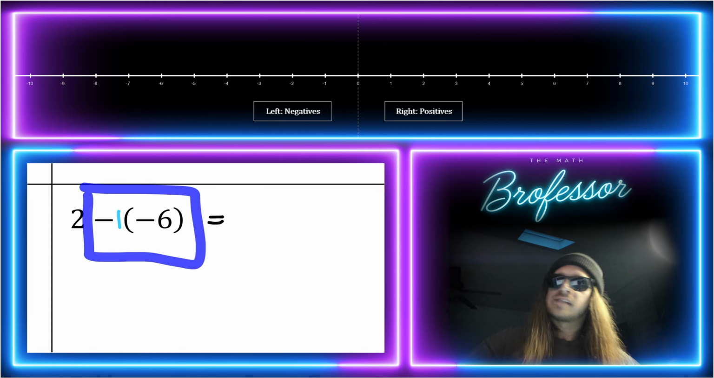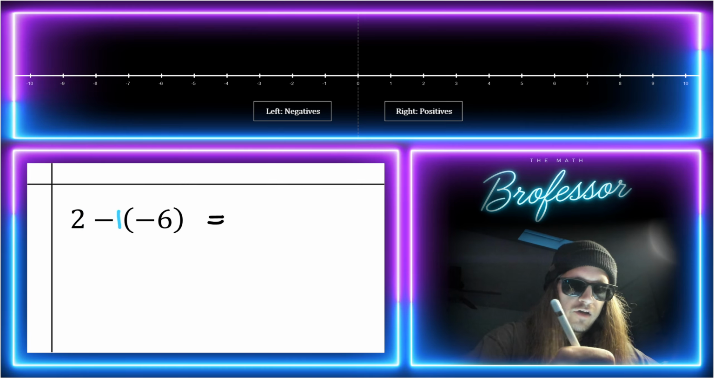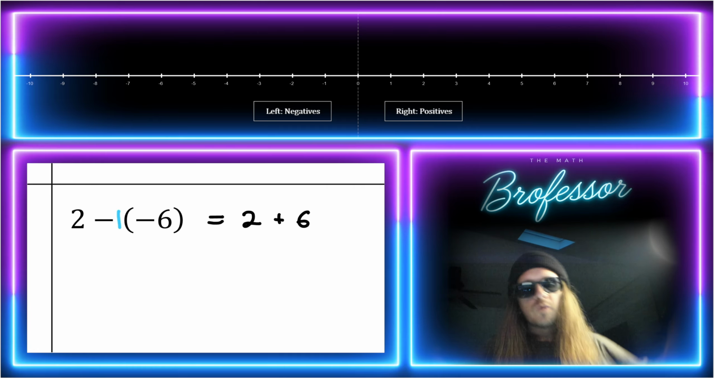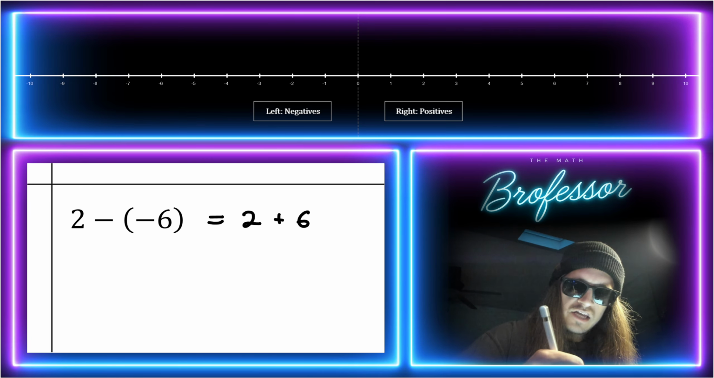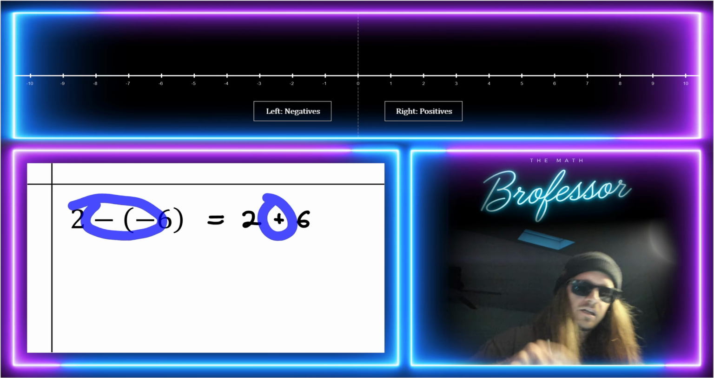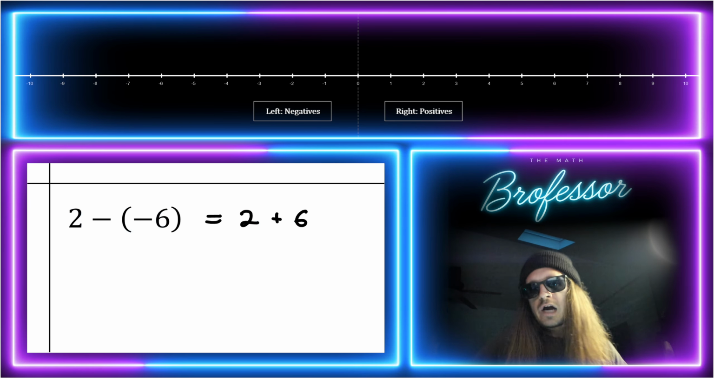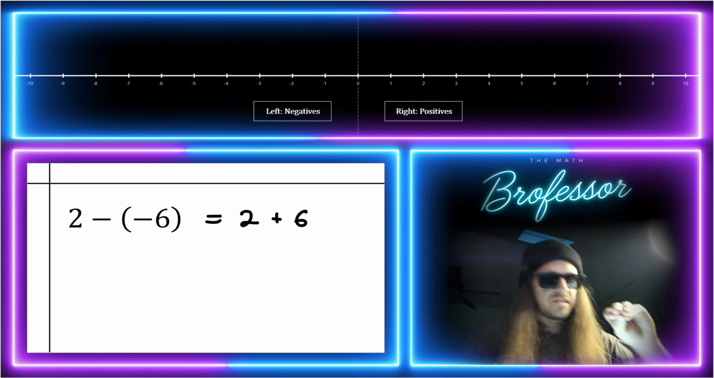That is negative 1 times negative 6. What is negative 1 times negative 6? Well, a negative times a negative is a positive. So this is the same thing as 2 plus 6. It turns into a positive. This double negative, now let me erase the 1 here. This double negative turns into a positive because a negative times a negative is a positive. I know we're not talking about multiplication. This is about addition and subtraction, but it kind of makes a guest appearance here, right?